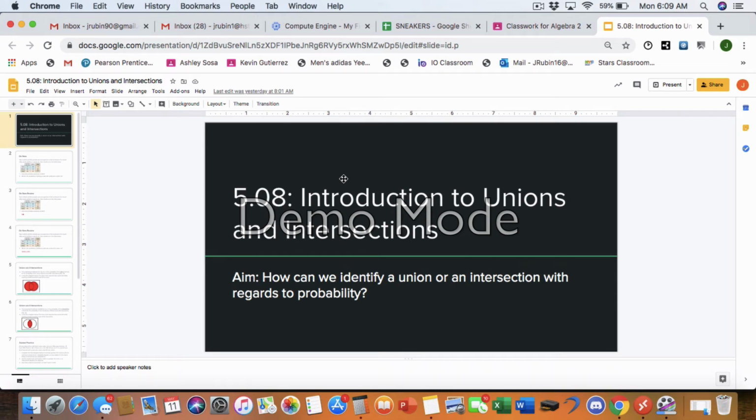Good morning. Today's lesson is 5.08, Introduction to Unions and Intersections. Today's aim is how could we identify a union or intersection with regards to probability.